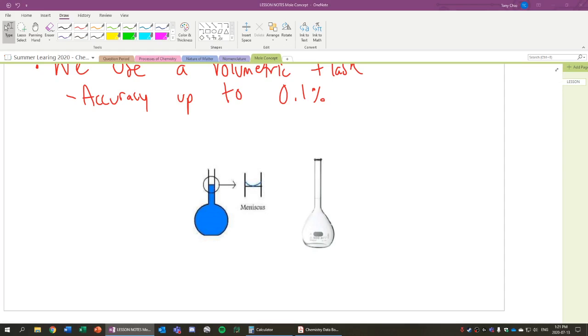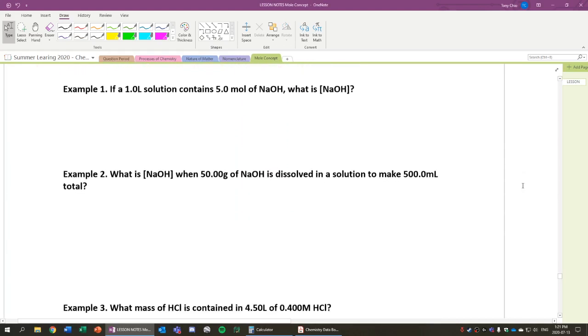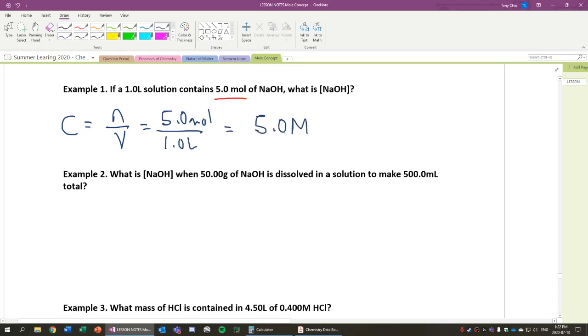Okay, so how do we make solutions? Well, we make solutions by always finding what volume of it you want, and thus how many moles of it you want from that. So like example number one. If you have a 1 liter solution and it contains 5 moles of NaCl, what is the concentration of the NaCl? Well, we know that concentration is equal to n over V. We know n is the number of moles, V is the volume. Thus, we have 5.0 moles divided by 1.0 liters. We're going to get 5.0 molarity. That's the concentration of the NaCl.